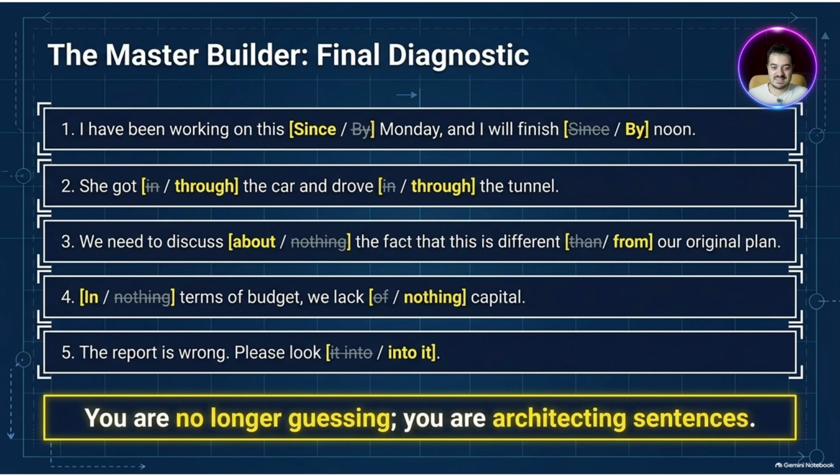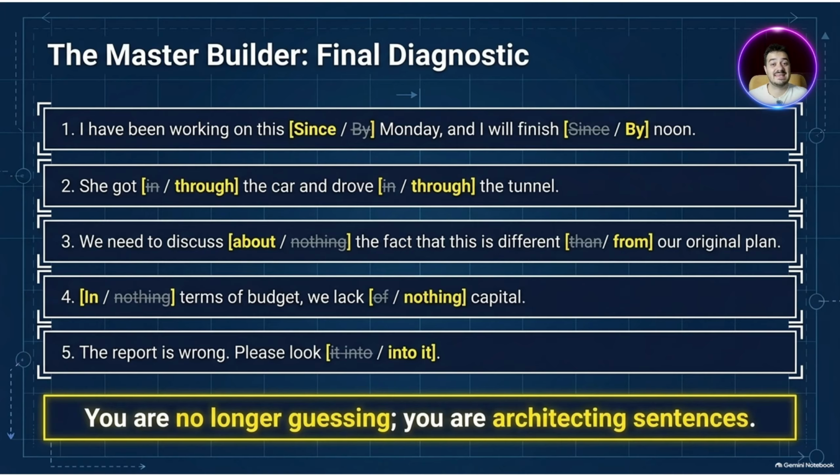We need to discuss about the fact that this is different from our original plan. We have a problem here as well. We simply said that we cannot use the word about with the verb discuss because the word discuss is simply transitive and it cannot accept a preposition. You can have a discussion about a topic, but you don't discuss about it. You discuss something.